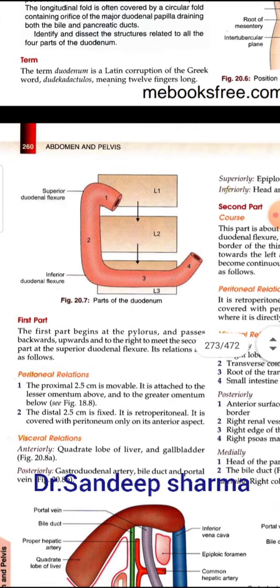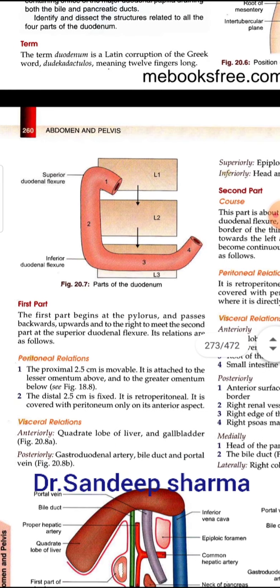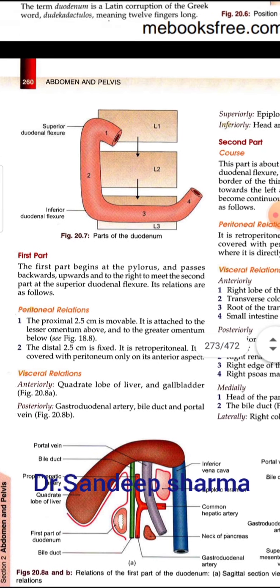Now we are inside the small intestine. In the small intestine we are discussing the duodenum, and in the duodenum we are discussing the first part, which was around 5 centimeter in length. The first part begins at the pylorus, which is connected to the stomach, and passes backwards, upwards and to the right to meet the second part at the superior duodenal flexure.